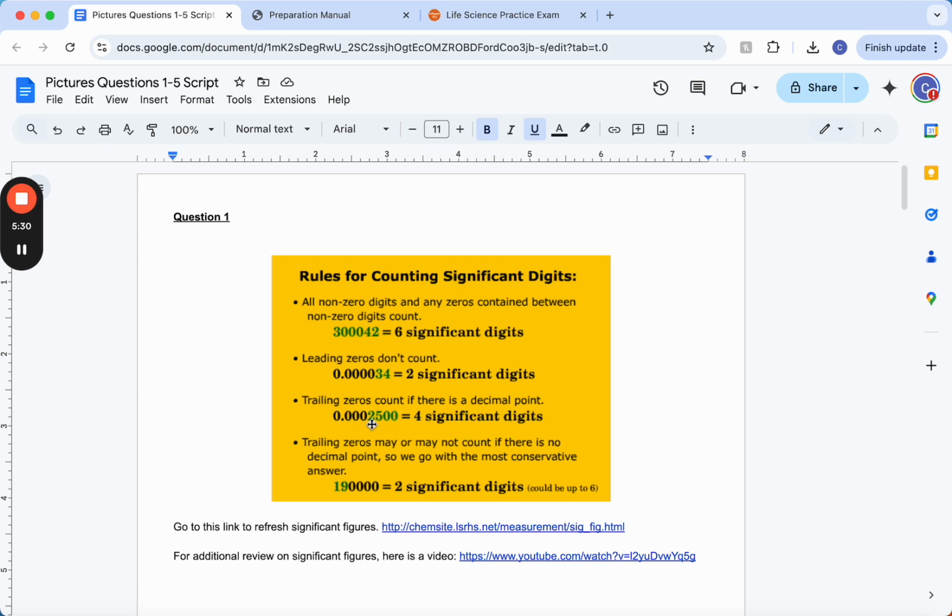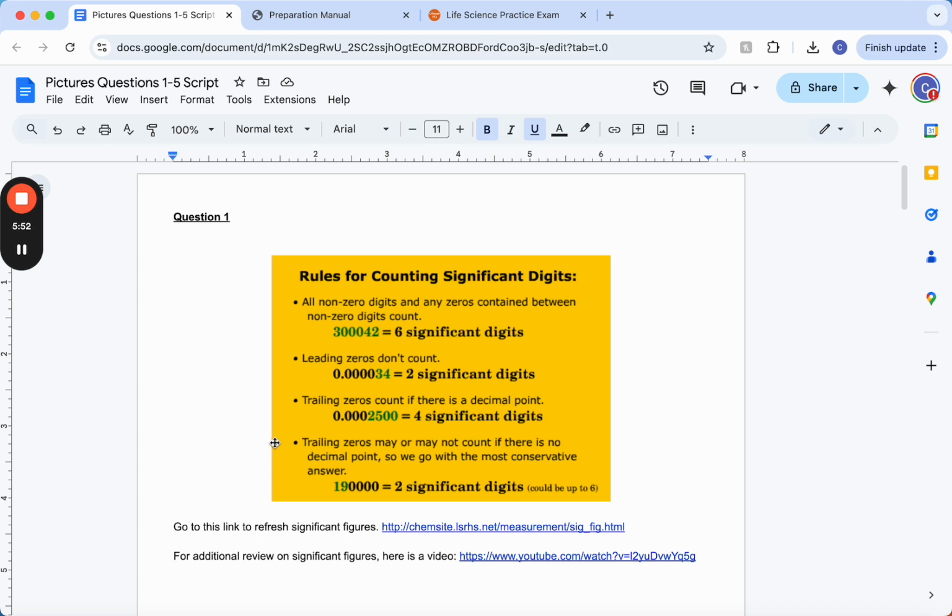Now, say we had 2,500, no decimal point, just 2,500, those 2 zeros would not be significant because there's no decimal point. So trailing zeros are only significant if there is a decimal point. And then as we saw in the rule before, leading zeros never count.